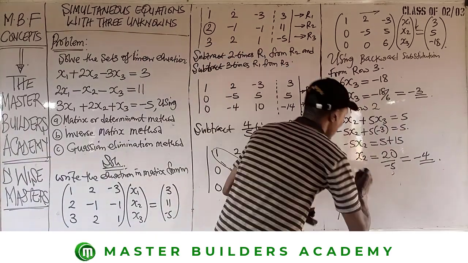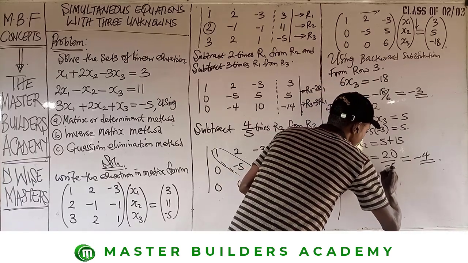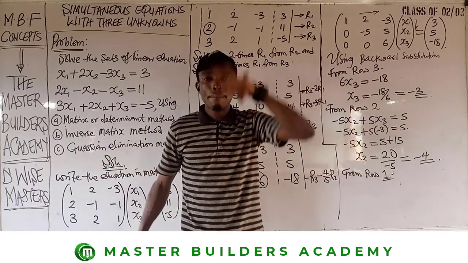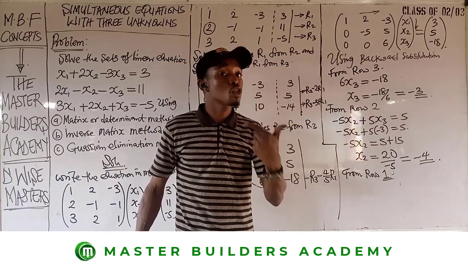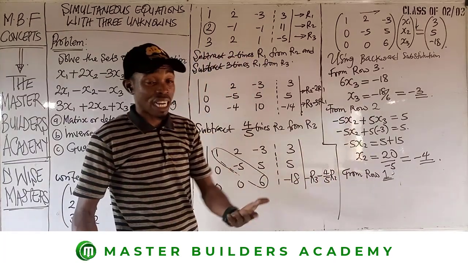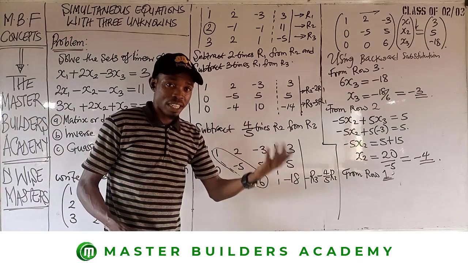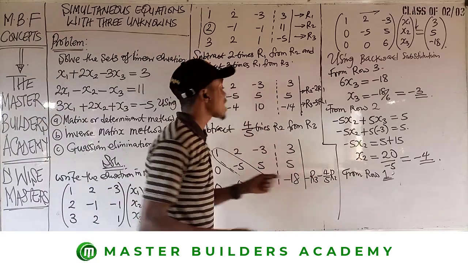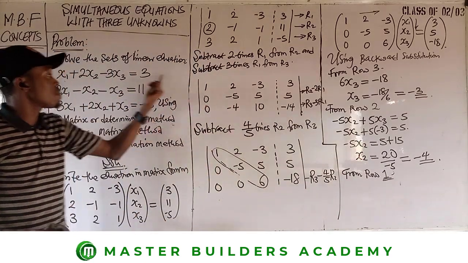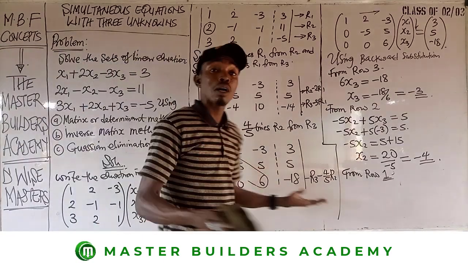Finally, from row 1, we now need to find x1. Remember, we call this backward substitution. So we have found x2 and x3. We need to find x1 from row 1. This is why we always keep this constant. Row 1 is the same thing as the given equation 1, as you can see here. So if you don't want to stress yourself, just come back to the given equation 1, and then put in the value. You are good to go.